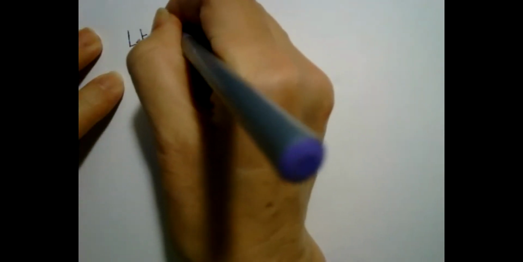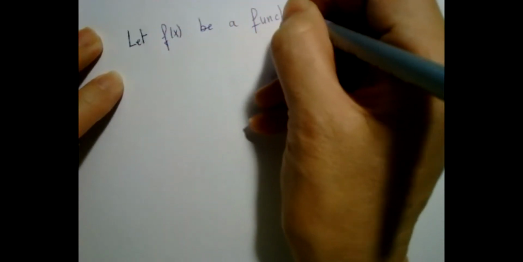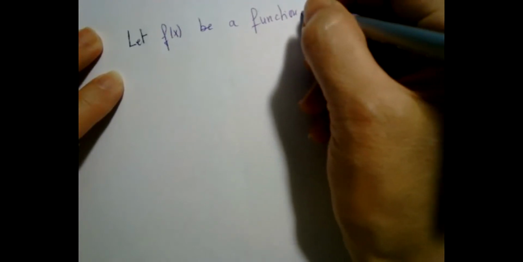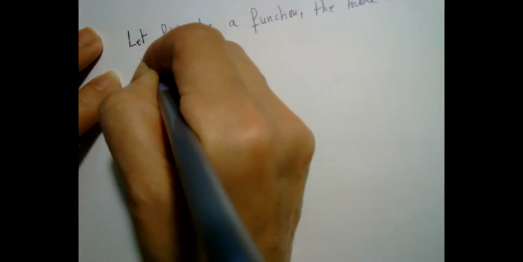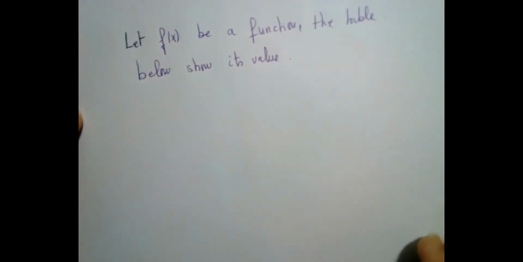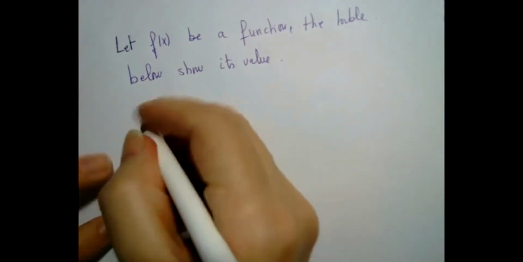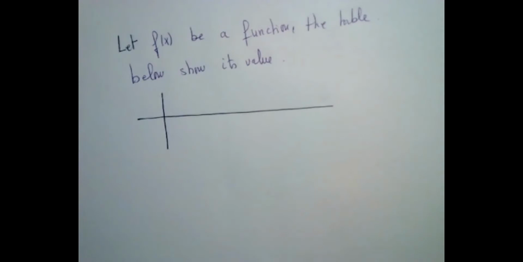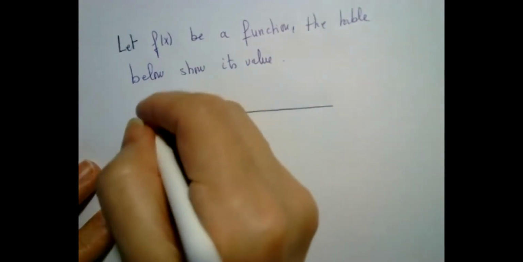It means that's a rule, it gives me an input. So let f of x be a function, and the table below shows some of its values. What do I mean by that? It means the following. I have a table, and instead of giving you a formula or a rule to talk about it, I have a table.